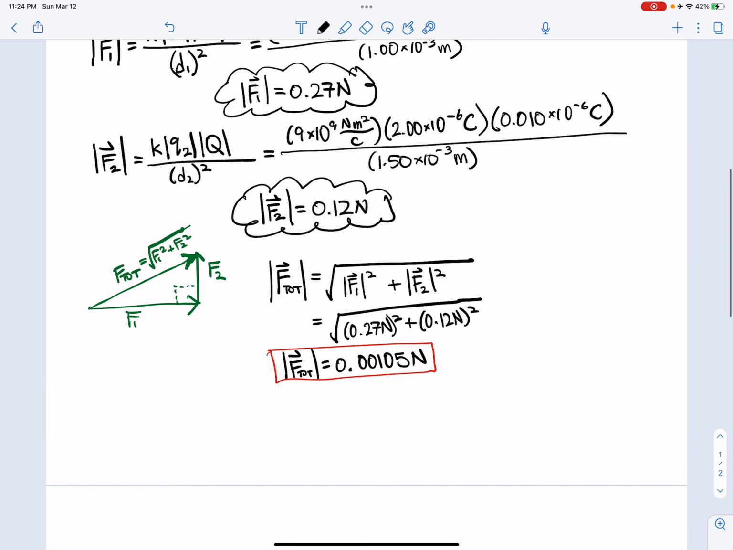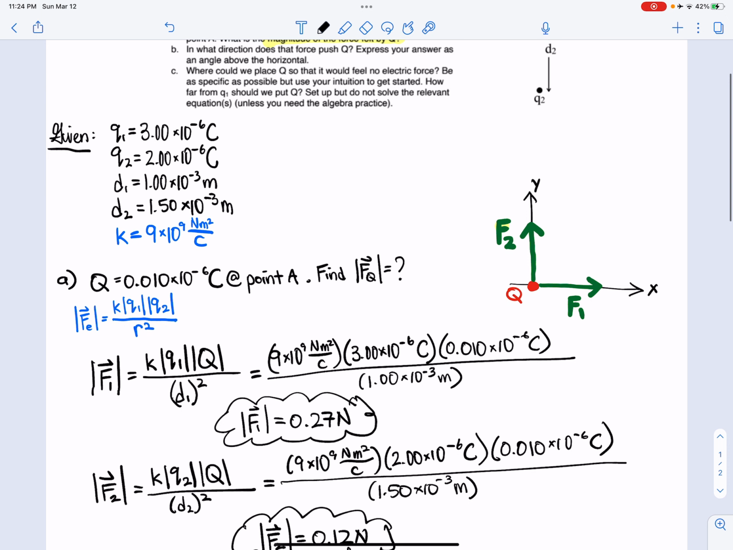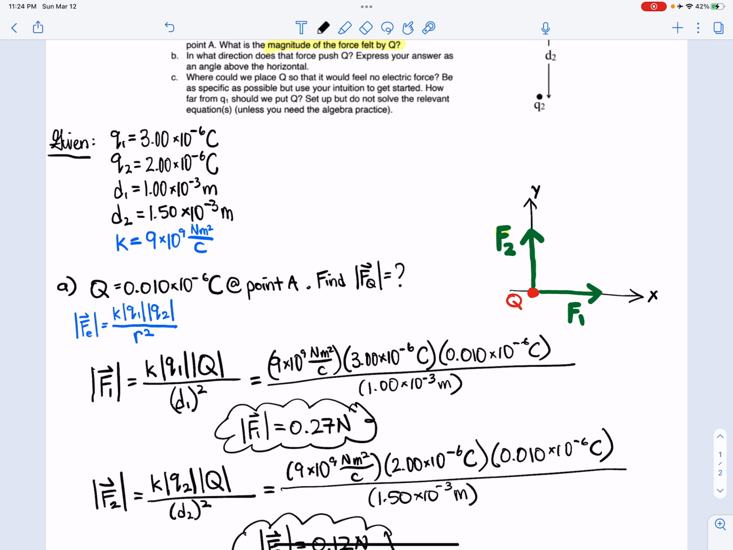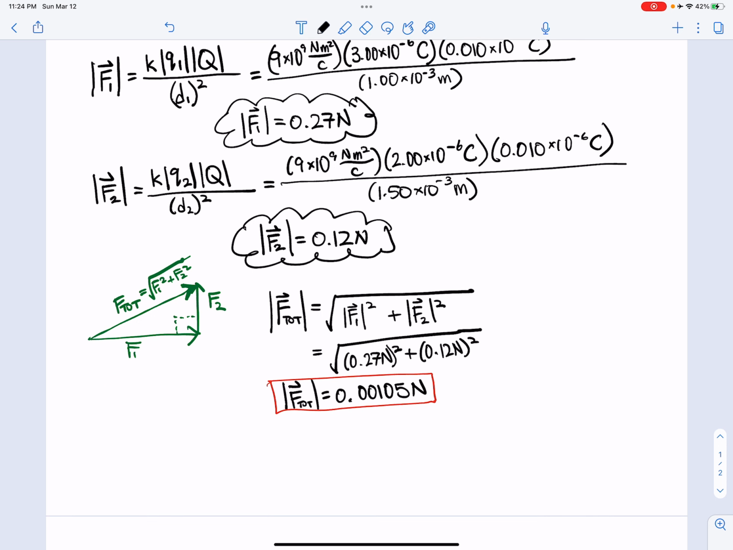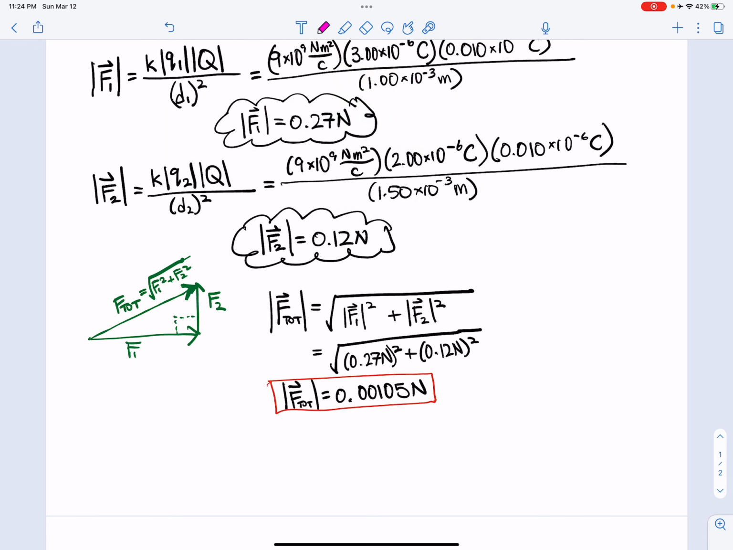For part B, the question is, in what direction does that force that we calculated, the total force, the magnitude of force felt by Q, in what direction does that force push Q towards? And express your answer as an angle above the horizontal. So basically what we want now is, I'll use pink, the angle, this guy, above horizontal, which we can do easily, right? Because we have all the values for all the sides, F1, F2, and F total. We can now find theta.